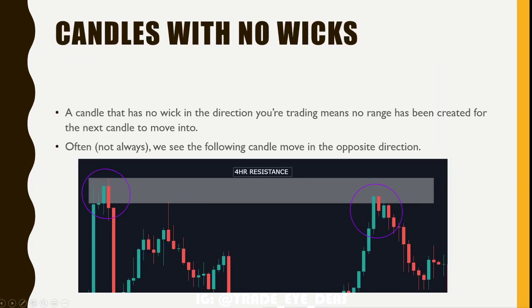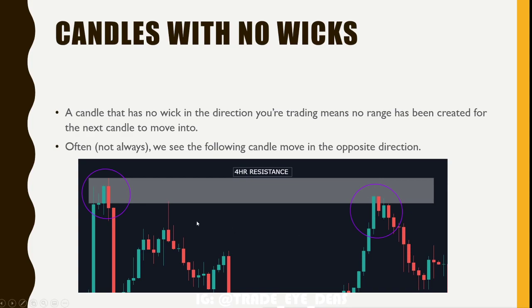So, candles with no wicks, the opposite of what we've just talked about. If a candle has not got a wick in the direction you're trading, it means there's been no range created for the next one to move into, okay? So let's look here. These candles moved up. This green bullish candle here closed bullish, of course, but it has hardly any wick to the upside. That often leads to the following candle, at least, moving in the opposite direction.